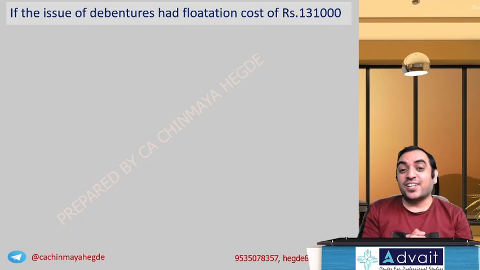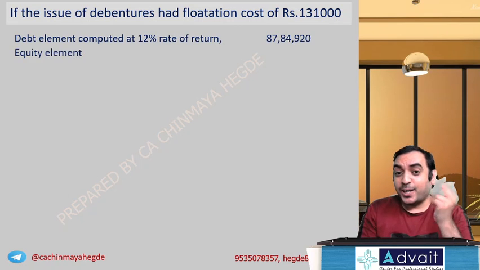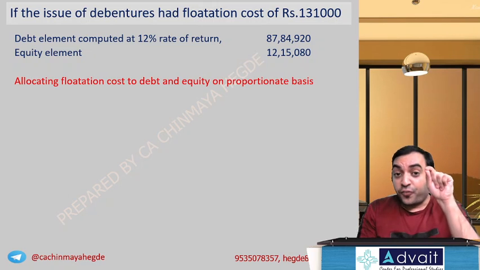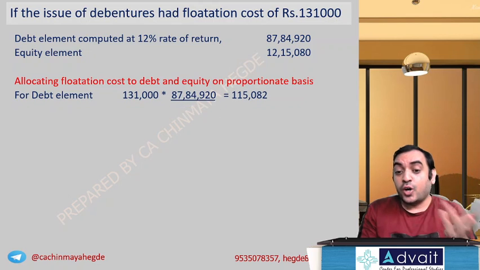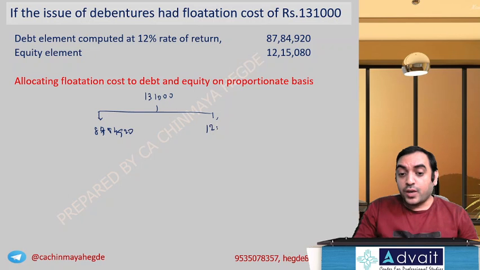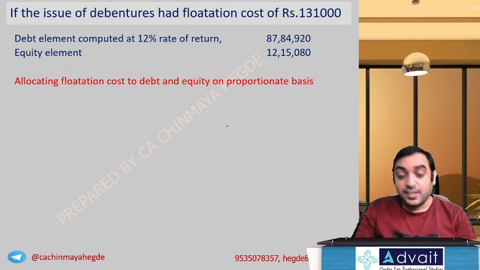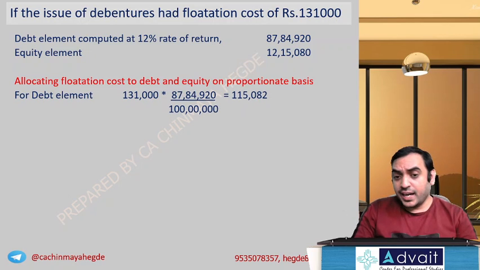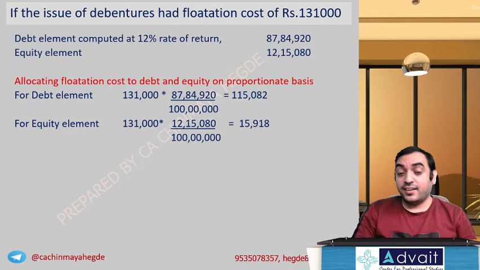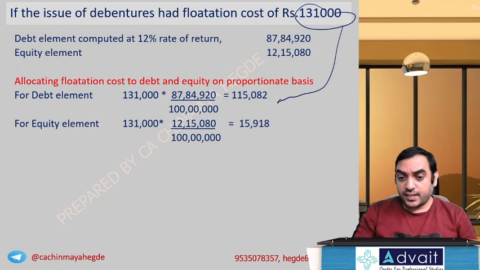In the debt equity calculation, what we did. So we had calculated the debt component 87 lakh 84,920, equity component 12 lakh 15,080. The flotation cost should be allocated on proportionate basis. Divide 1 lakh 31,000 in the ratio of 87 lakh 84,920 for debt, 12 lakh 15,080 for equity. Please distribute. So 1 lakh 31,000 into 87 by 100, 1 lakh 31,000 into 12 by 100. This cost will be allocated. Please write down.